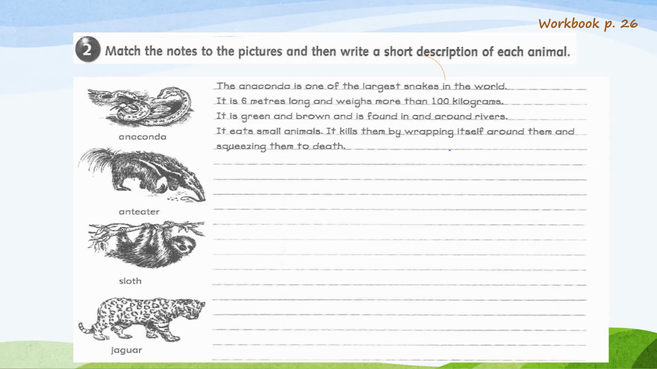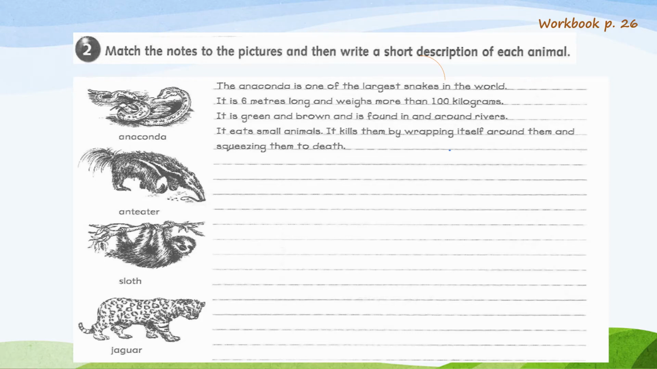So the anaconda, based on the description that was given by Hudson: the anaconda is one of the largest snakes in the world. It is 6 meters long and weighs more than 100 kilograms. It is green and brown and is found in and around rivers. It eats small animals. It kills them by wrapping itself around them and squeezing them to death.